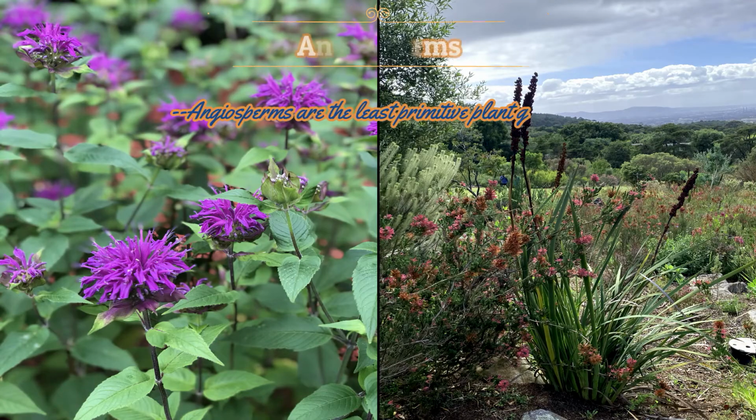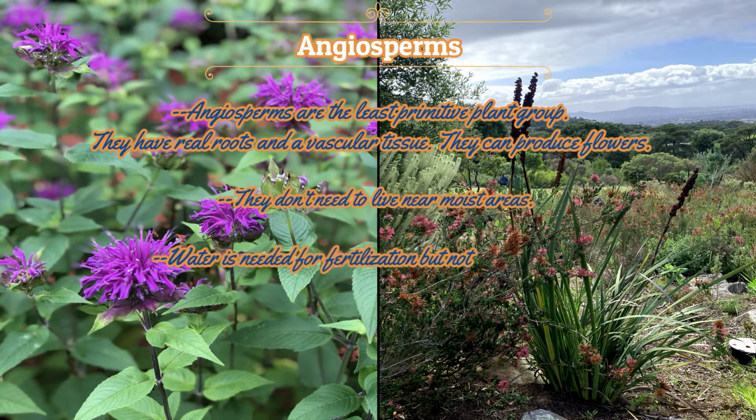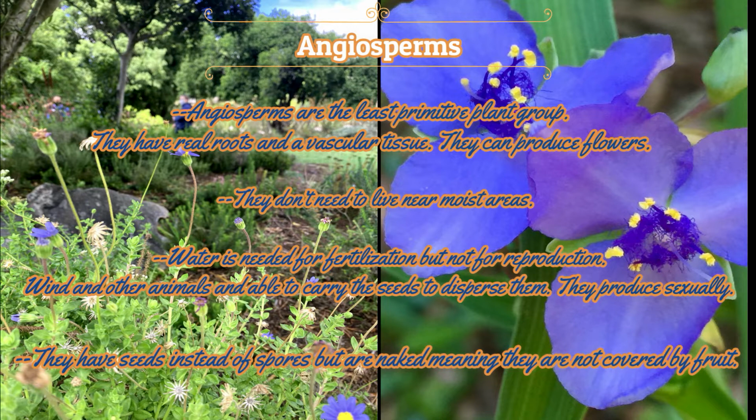Angiosperms. Angiosperms are the least primitive plant group. They have real roots and a vascular tissue. They can produce flowers. They don't need to live in moist areas. Water is needed for fertilization but not for reproduction. Wind and other animals are able to carry the seeds to disperse them. They reproduce sexually. They have seeds instead of spores, but they are not naked because they are covered by fruit.